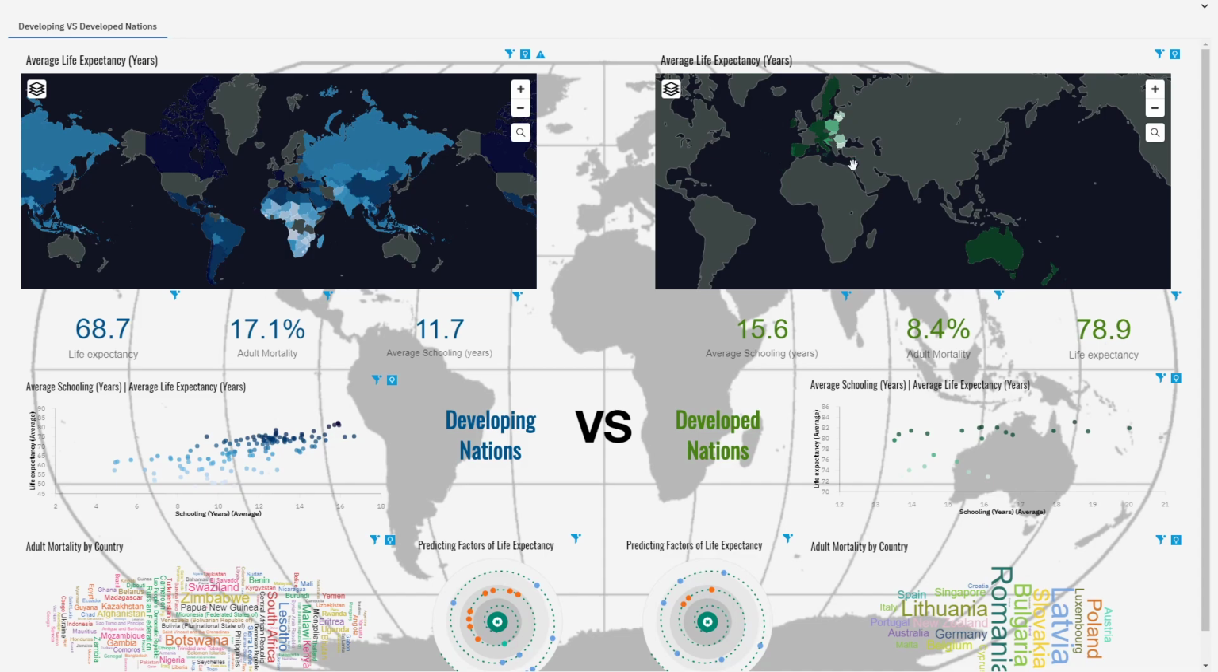put together. This is made using IBM Cognos Analytics, version 11.1, and I believe this is the 5th release. Now let's just get right into this.